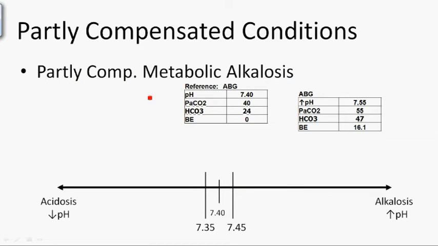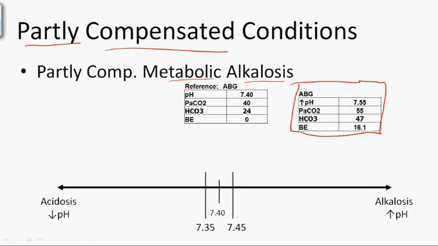Here's a partially compensated condition again, and this one's a metabolic alkalosis. But let's not jump to conclusions. Let's just look at our patient's blood gas. This is the blood gas we've got. We're going to follow our vectors. We're not going to make any predetermined ideas. Let's see what it looks like.